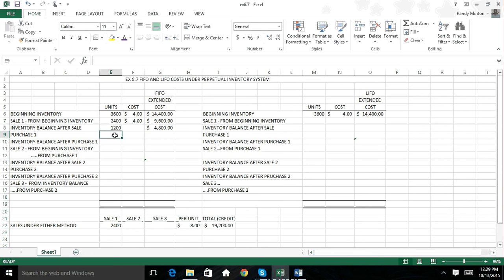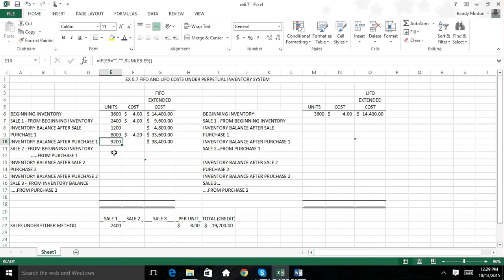The next thing they tell us is that we have a purchase of 8,000 units. So 8,000 units at $4.20 gives us $33,600, and under the perpetual method of inventory valuation, after every transaction, whether that be a purchase or a sale, we're automatically going to recalculate the inventory. And as you can see, I have a formula up here that does exactly that.